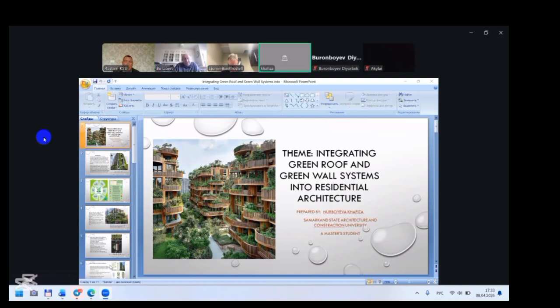You're not changing your slides. Yes, I did, but... We cannot see. We see only the first slide. Yes. And you don't have it in presentation mode either. Oh, but my computer is... Let me check.